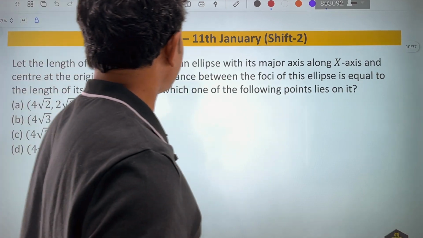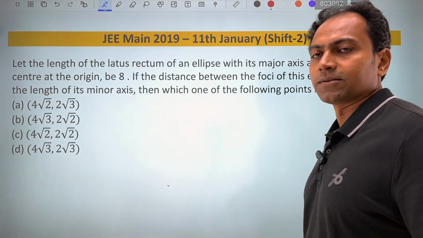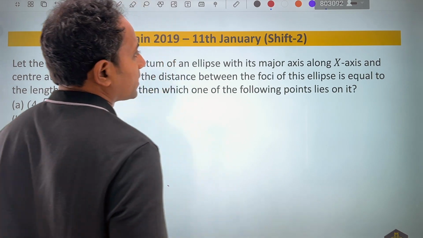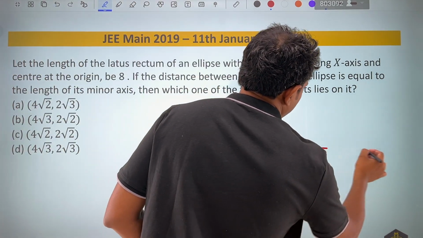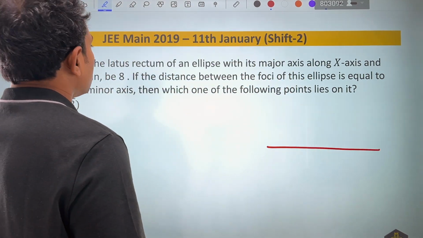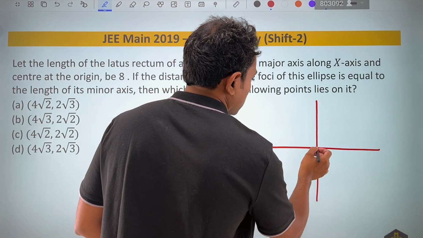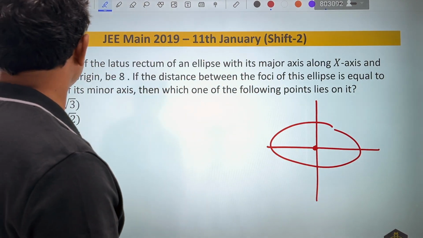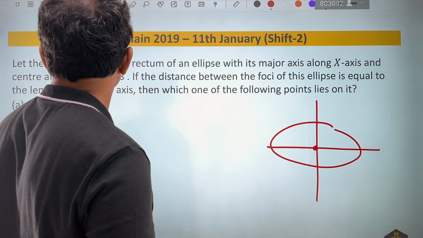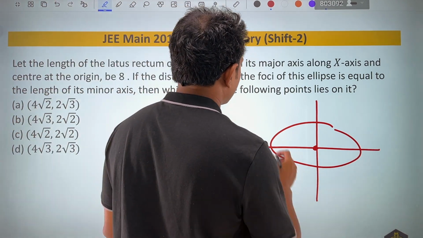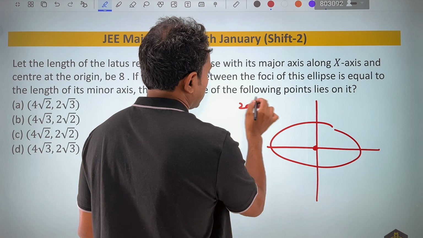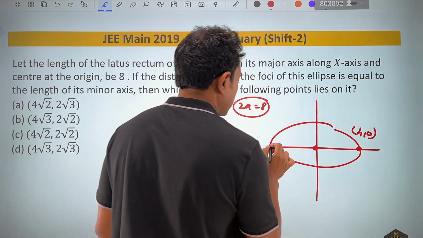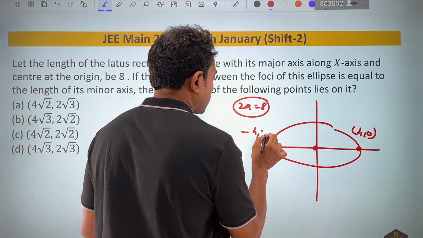Moving towards this 2019 question that says that the length of the latus rectum of an ellipse with its major axis along x-axis. The major axis is like this. Center is at origin. So you have been given this kind of ellipse. We have drawn that be 8, the length of major axis. So 2a is given as 8. So you can see that this point can be written as 4, 0 and this vertex can be written as minus 4, 0.